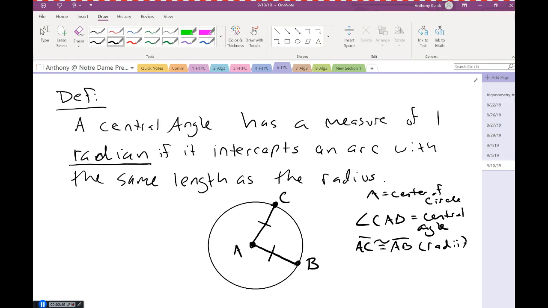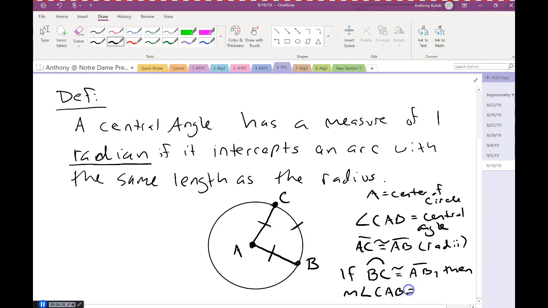And what we're saying here in our definition is that if the arc BC, and remember the symbol we use to represent an arc of a circle is we just use the 2 letters and then put a little arc hat on top of it, if the measure of that arc is congruent to the measure of the radius, then we can say the measure of that angle CAB is equal to 1 radian.